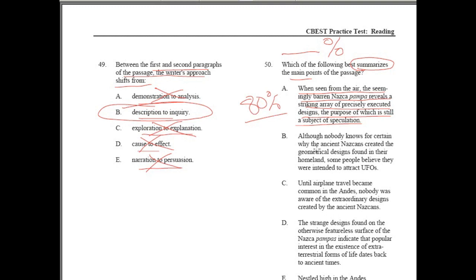B. Although nobody knows for certain why the ancient Nazcans created geometric designs found in their homeland, some people believe they were created to attract UFOs. Only 1% of the time was spent on that. Until airplane travel became common in the Andes, no one was aware of the extraordinary designs. That's 1%. The strange designs found on the otherwise featureless surface of the pampas indicate that popular interest in the extraterrestrials. Nah, that's a 1%. That's only a 1%. My goodness.